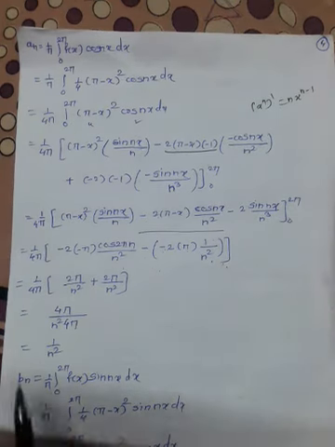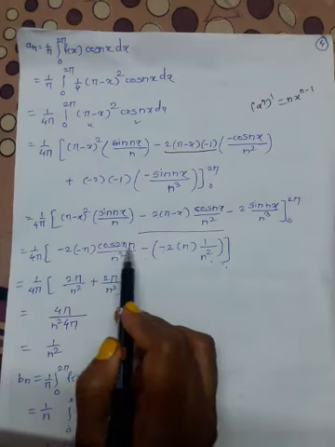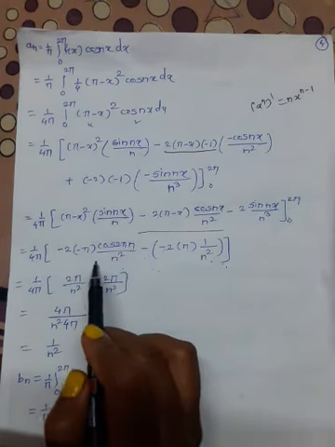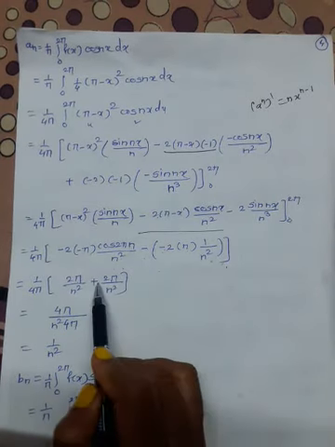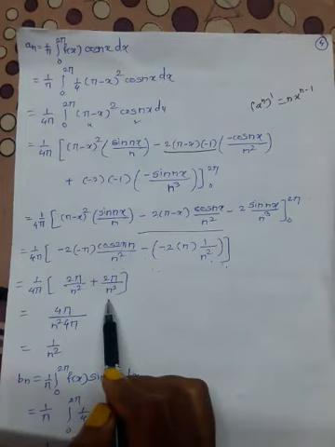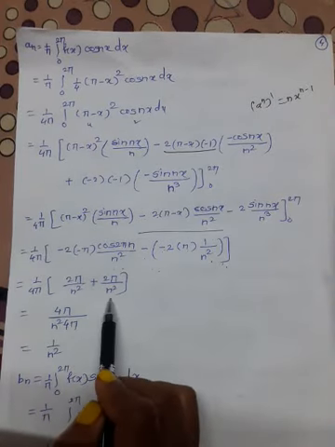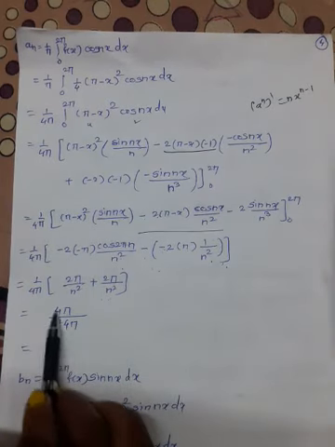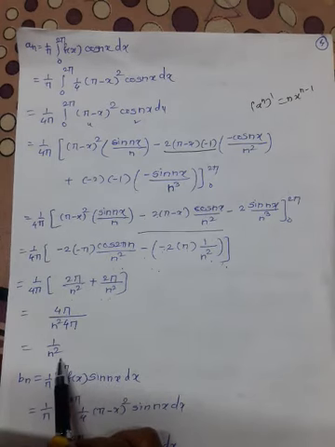Now we have to simplify this. This minus minus becomes plus 2 pi. Now the value of cos 2n pi is 1, divided by n square as it is. Now minus minus becomes plus 2 pi upon n square. 2 pi upon n square plus 2 pi upon n square becomes 4 pi upon n square, and this 4 pi is as it is here. The 4 pi gets cancelled. The answer for an is 1 upon n square.